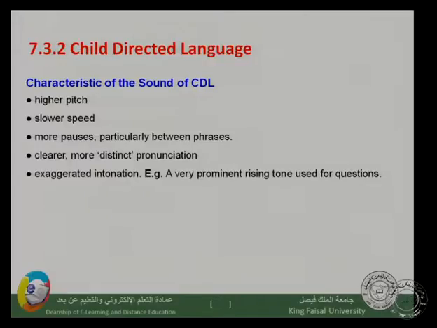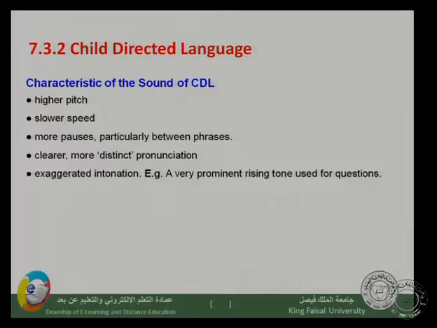We use distinct pronunciation, a pronunciation in which a child can distinguish one word from another. It is not rapid pronunciation. There is no contraction. There is no assimilation, and we can always emphasize certain vocabulary so that the child can understand what we are saying.